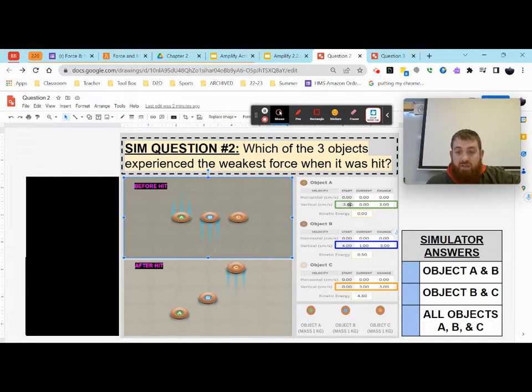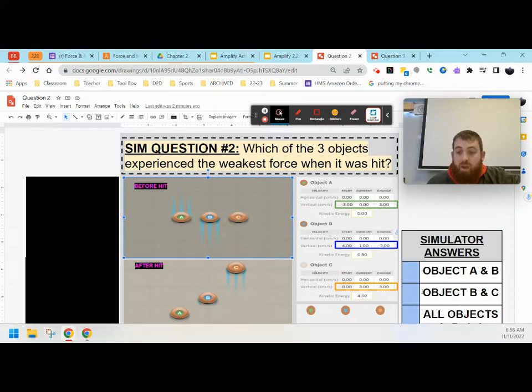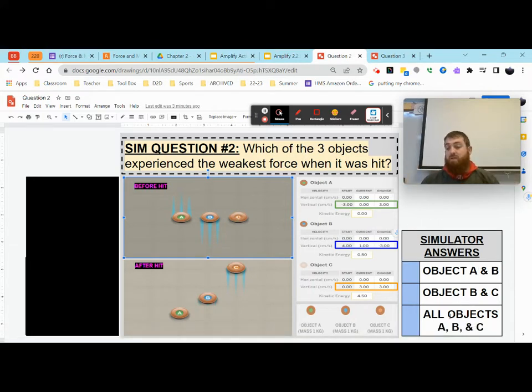Object A stopped moving by a velocity of 3. Object B slowed down by a velocity of 3. And object C started moving with a velocity of 3. So looking at our objects' mass, their starting and ending velocity, and their velocity change, we've got to decide which of our objects had the weakest force. Was it A and B, B and C, or did all of them experience the same force? Take a second, answer the question, pause the video, and restart the video when you're ready to go over the answer.